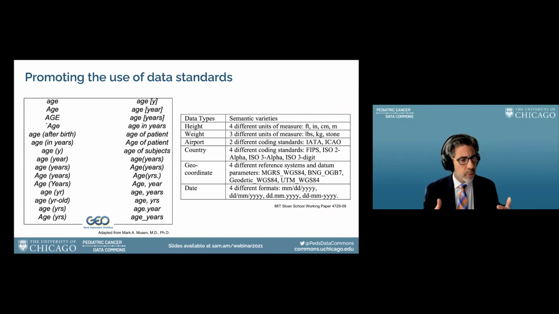But imagine trying to harmonize a bunch of studies where you have to now figure out that age, all capital AGE, means the same thing as lowercase age, comma, years. It's really difficult. So we have to do a better job using standards.